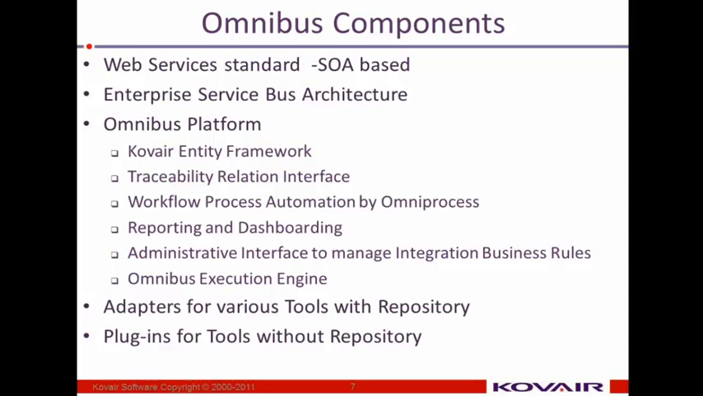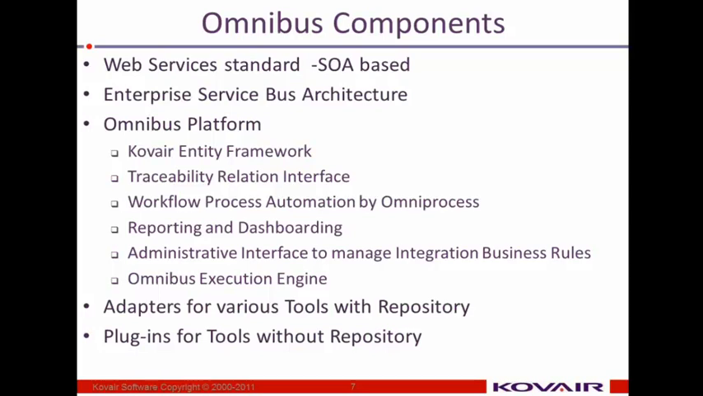Now, this Omnibus platform also includes the traceability relation interface, which basically means using a number of different visual interfaces, you can create traceability links between the objects in different tools. For example, if you want to create traceability from a requirement in RequisitePro to a test case in Quality Center, you can create that using this interface. Covier has more than one interface for creating this traceability relation. You can use a graphical interface like a network diagram, a traceability matrix, or a traceability hierarchy.